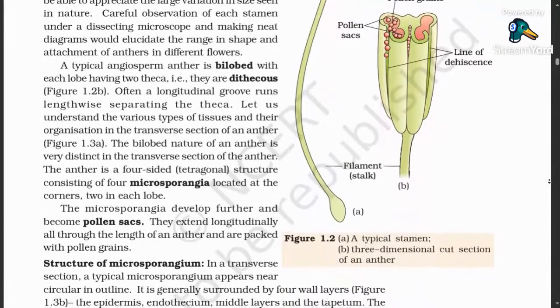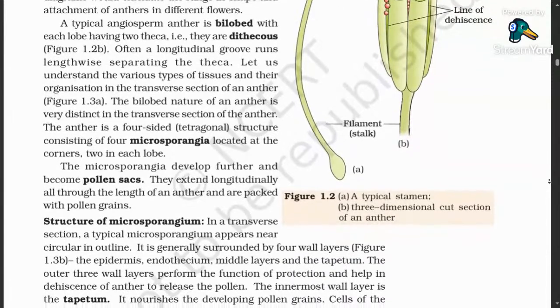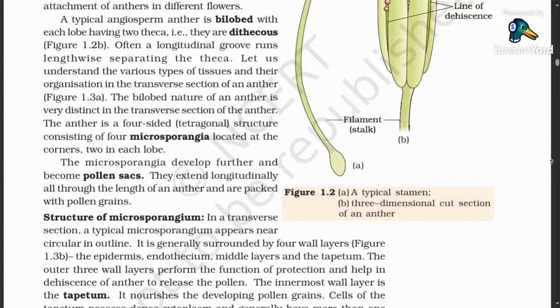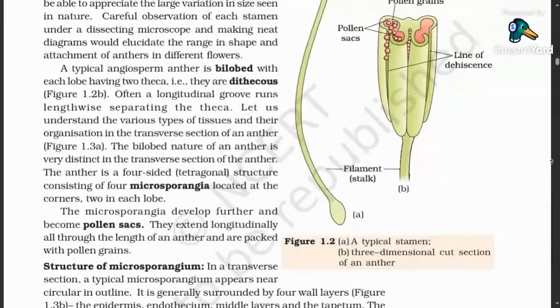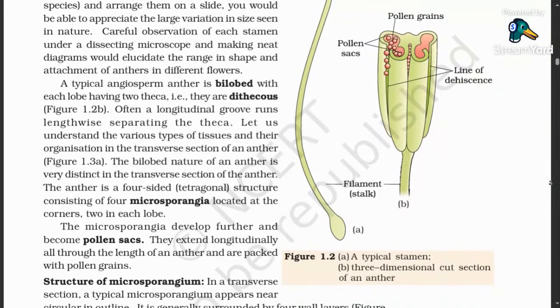A typical angiosperm anther is bilobed with each lobe having two theca, that is, they are dithecous. Often a longitudinal groove runs lengthwise separating the theca. Let us understand the various types of tissues and their organization in the transverse section of an anther. The bilobed nature of an anther is very distinct, and the transverse section of the anther is a four-sided tetragonal structure consisting of four microsporangia located at the corners, two in each lobe. The microsporangia develop further and become pollen sacs. They extend longitudinally all through the length of an anther and are packed with pollen grains.